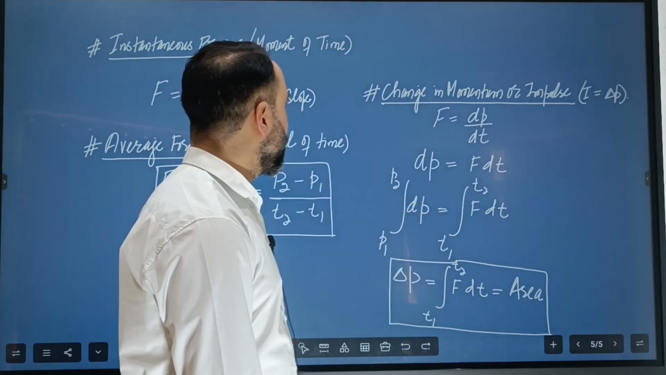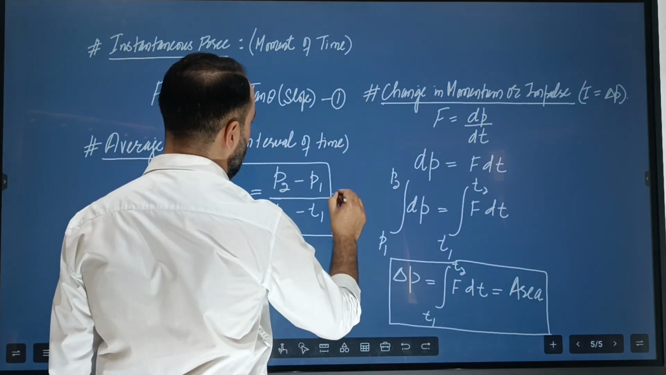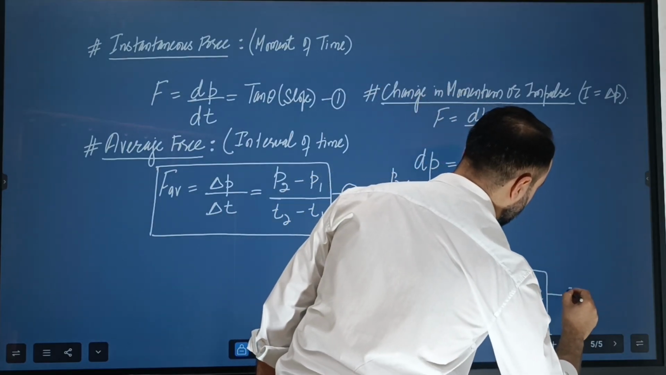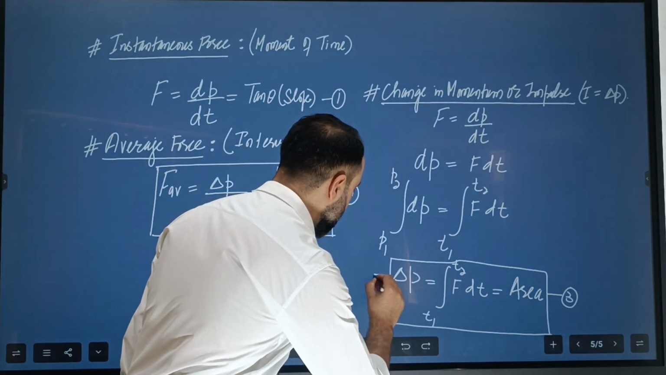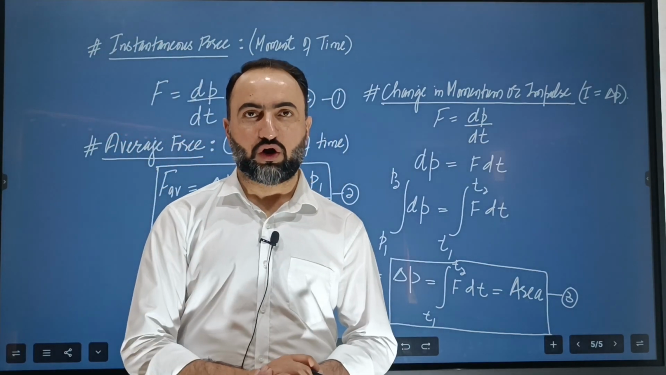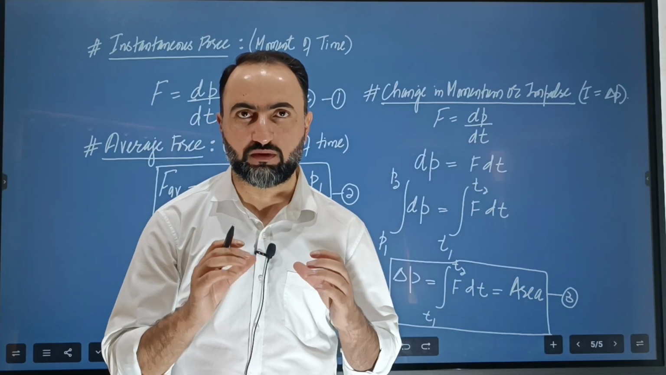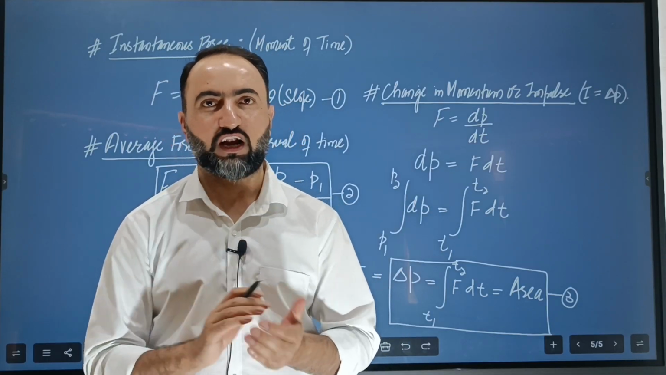Alright, so we have three important equations. Number first is this, instantaneous force. Number second is this, which gives average force. And number third is this, delta p. And what is this delta p? The change in momentum, or it is in turn equal to impulse. Okay, alright. So up to here I am sure you have understood well Newton's first law of motion and then Newton's second law of motion.